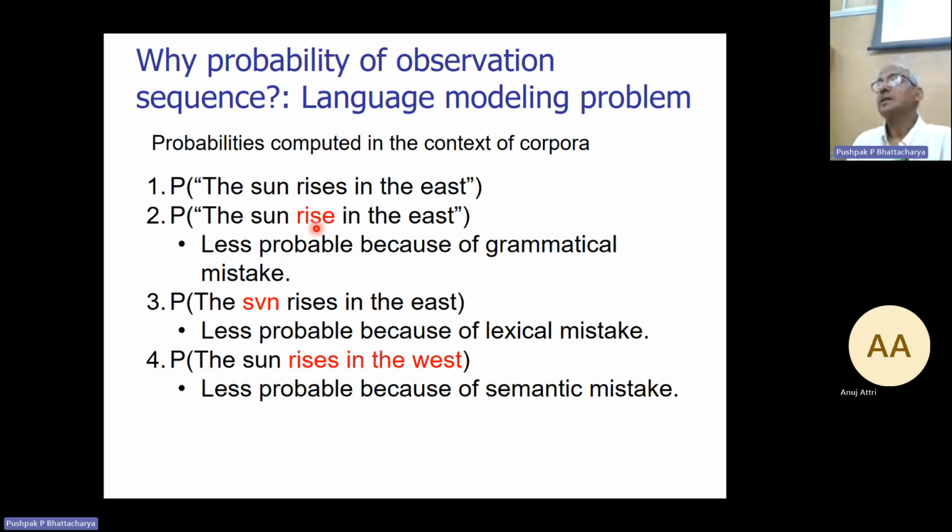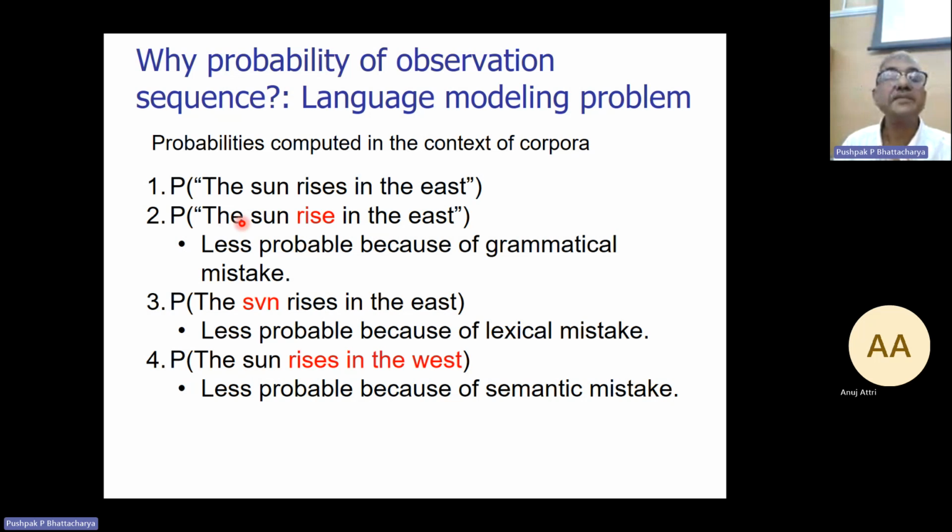Now, the ball has shifted to another court. What is the meaning of saying probability of the? The question is, given the first position in the sentence, what is the probability of observing the there? Many other words could have come in that position. A could have come, lion could have come, IIT Bombay could have come. Many other words could have come. So the probability of the is called the probability of the unigram.